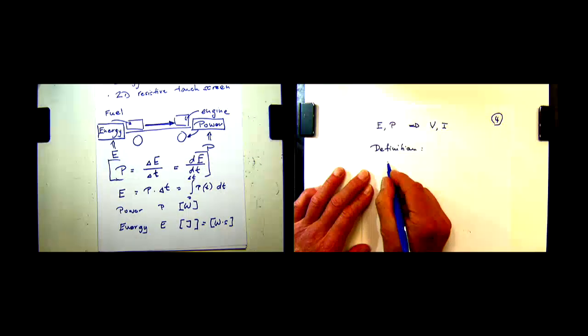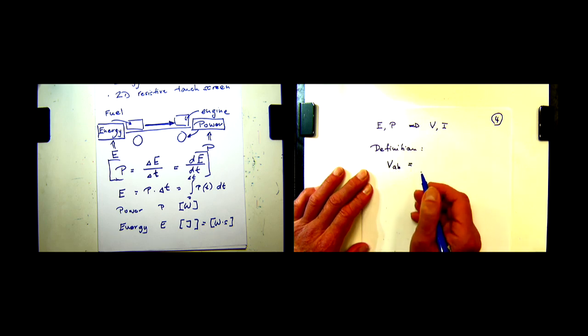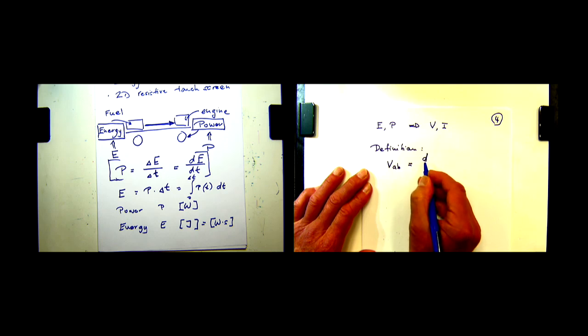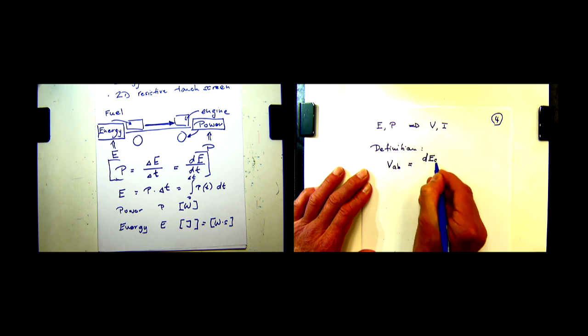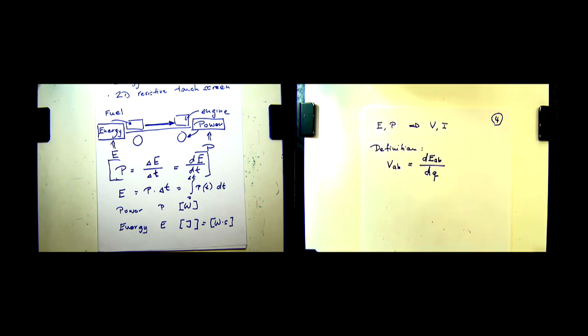So the voltage between two points A and B is defined as dE_AB over dQ. And what is meant by this, so we're not going to go very deep on this. You can take a physics class or so, they will explain this to you better, but in more details. But I still give you a little bit of the gist what this means.